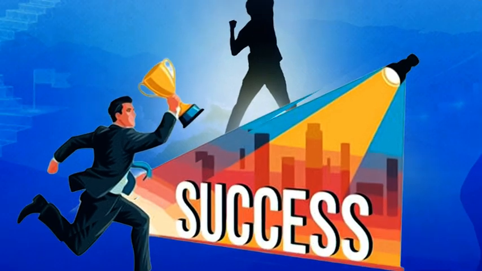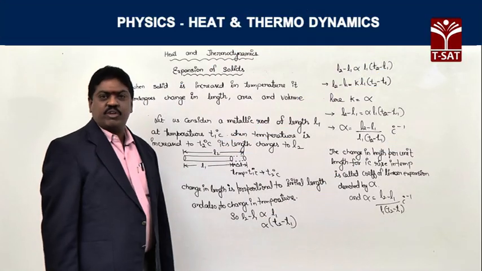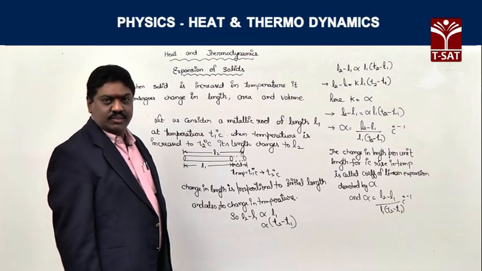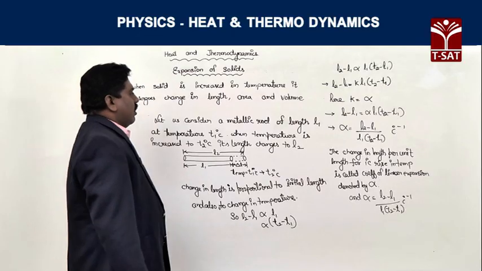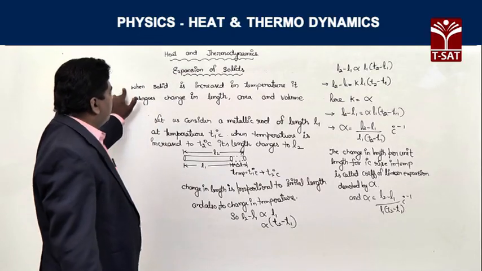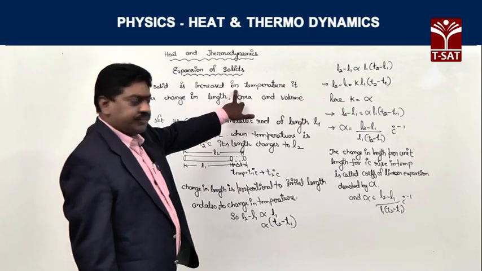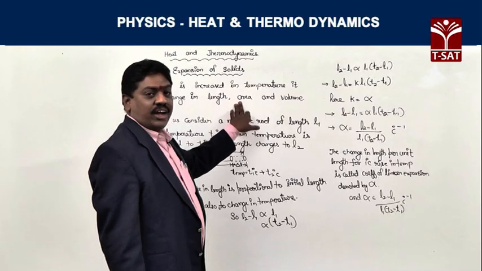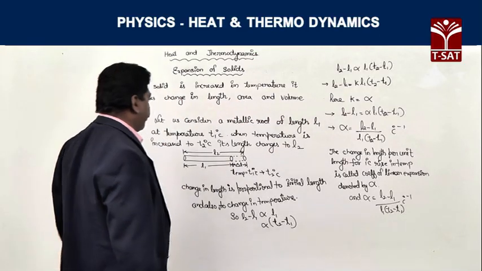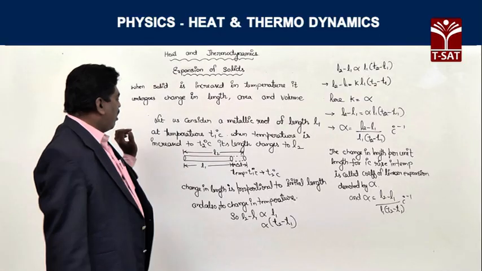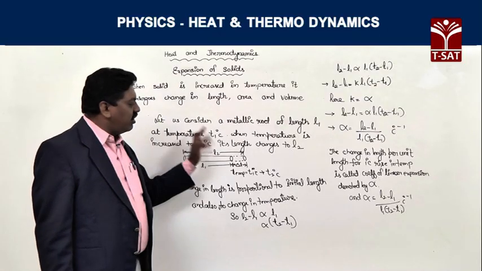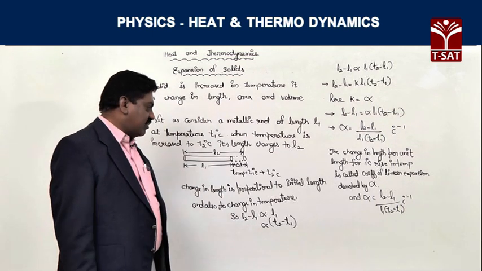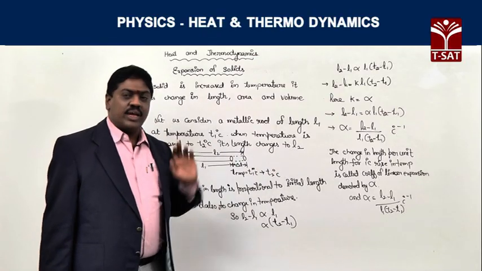Okay. After looking into temperature and temperature models, now let us try to enter into the expansion of solids. Okay, fine. In the case of solids, when a solid is increased in temperature, it undergoes change in its length, in area and also in volume. Let us consider a metallic rod of length L1 at temperature T1 degree Celsius. When temperature is increased to T2 degree Celsius, its length changes to L2.